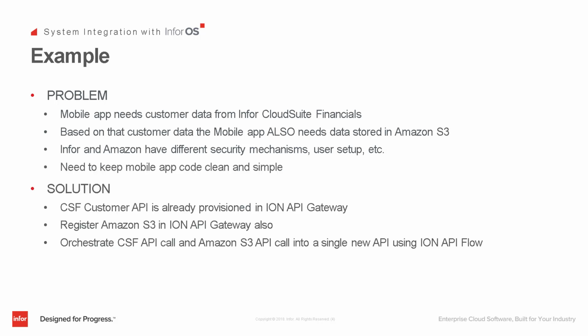So the solution is to use the CSF customer API that's already provisioned in the Infor Cloud Suite, and then register an Amazon S3 API in the gateway, and then orchestrate the CSF API call first that returns some data that we will then pass into another API call to return some data, and return both results back to the originating application. Let's see how this is done.